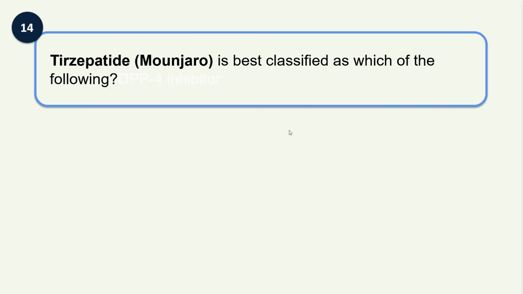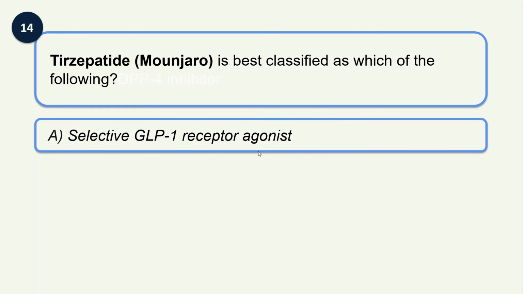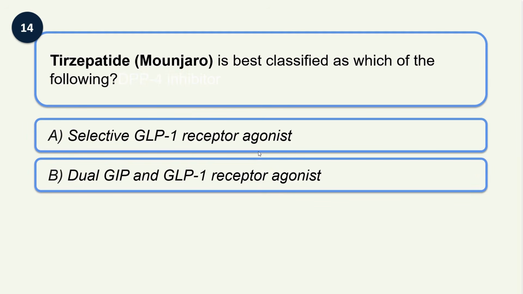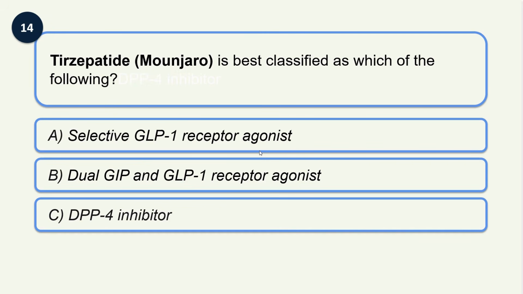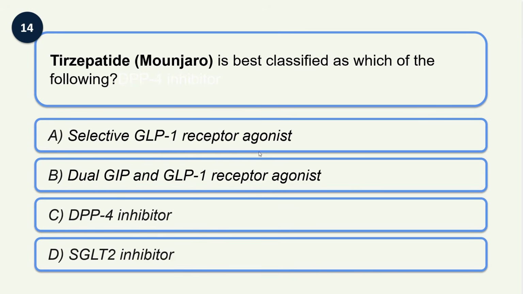Next, tirzepatide, brand name Mounjaro, is best classified as which of the following? A. Selective GLP-1 receptor agonist. B. Dual GIP GLP-1 receptor agonist. C. DPP-4 inhibitor. D. SGLT2 inhibitor. The correct answer is dual GIP GLP-1 receptor agonist.